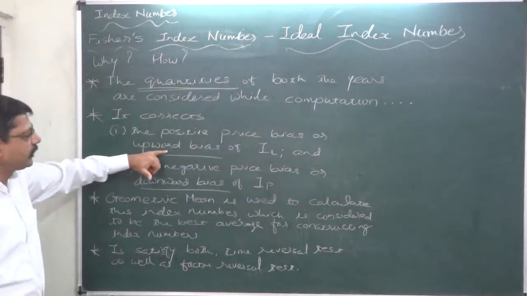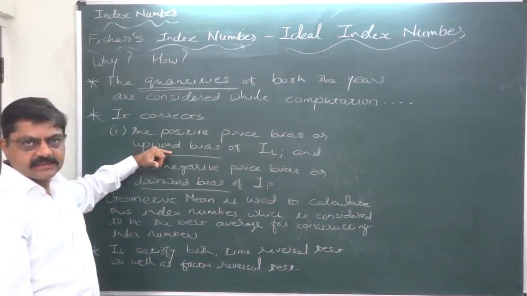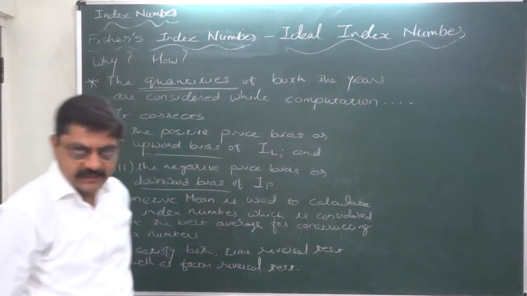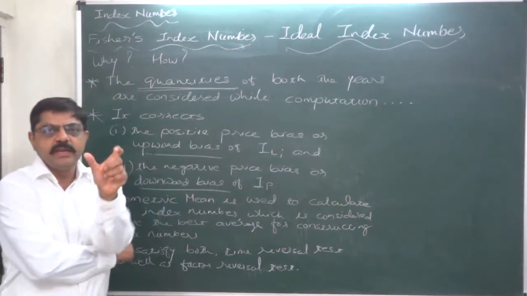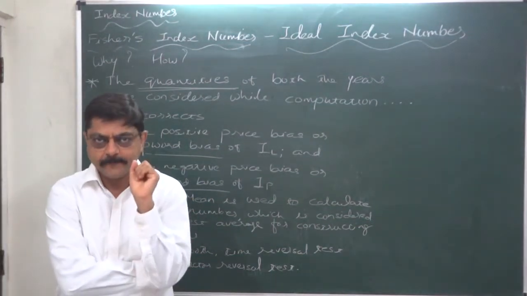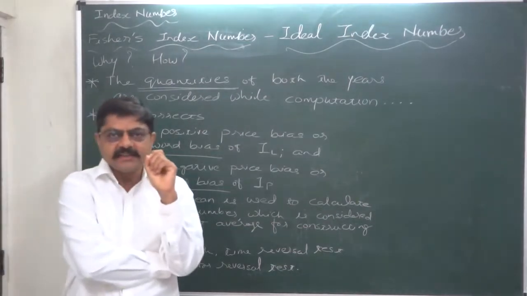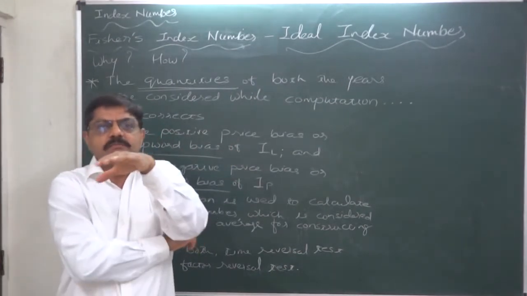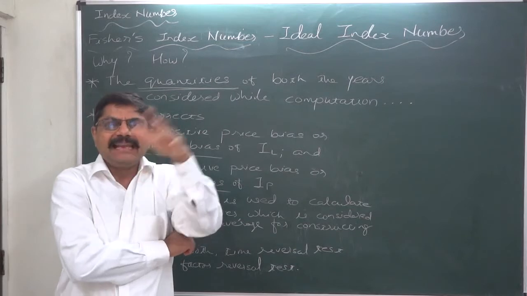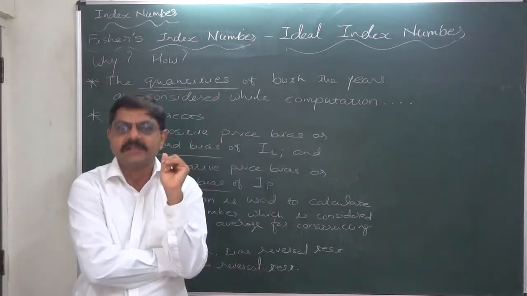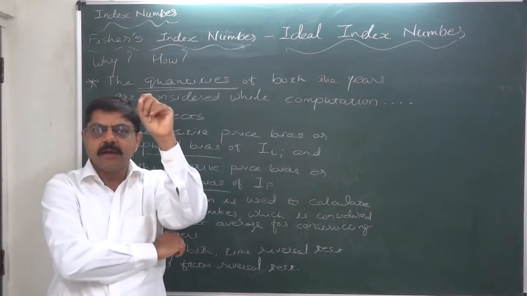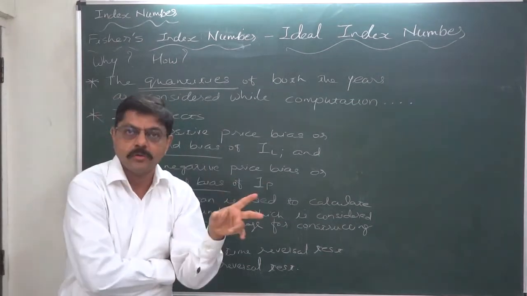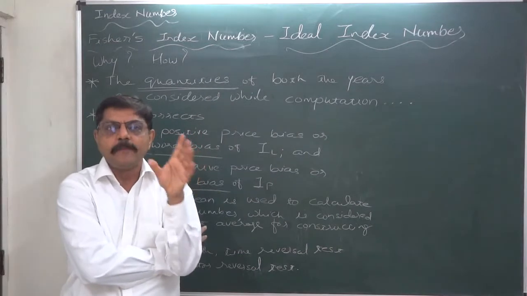Now what do we mean by upward bias? In case of Laspeyre's index number, it is a great limitation or drawback to have upward bias in the index number. In case of Laspeyre, we use quantity for base year only. In that case, we assume that even after a change in price of the item, the quantity of consumption remains the same in the current year as it was in the base year. Remember the formula: sigma P1Q0 divided by sigma P0Q0. Q0 is there, the quantity for base year only.